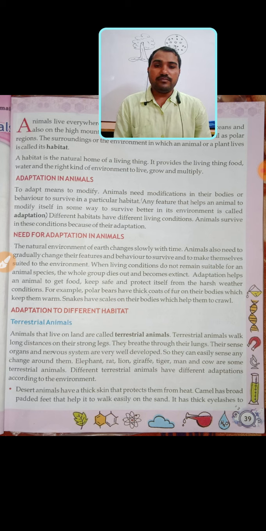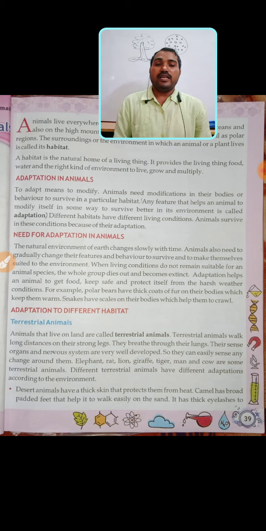Adaptation helps an animal to get food, keep safe, and protect itself from harsh weather conditions. For example, polar bears have a thick coat of fur on their body. What is meant by fur? Fur means a blanket of hair. In the cold region, the bears have a blanket of hair, a thick layer of hair, that is said to be fur, F-U-R. So they have a thick coat of fur on their bodies, which keeps them warm.